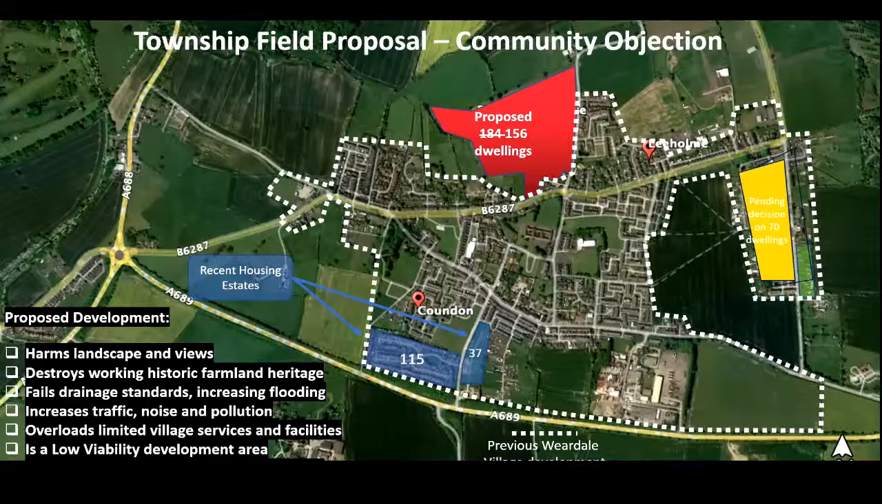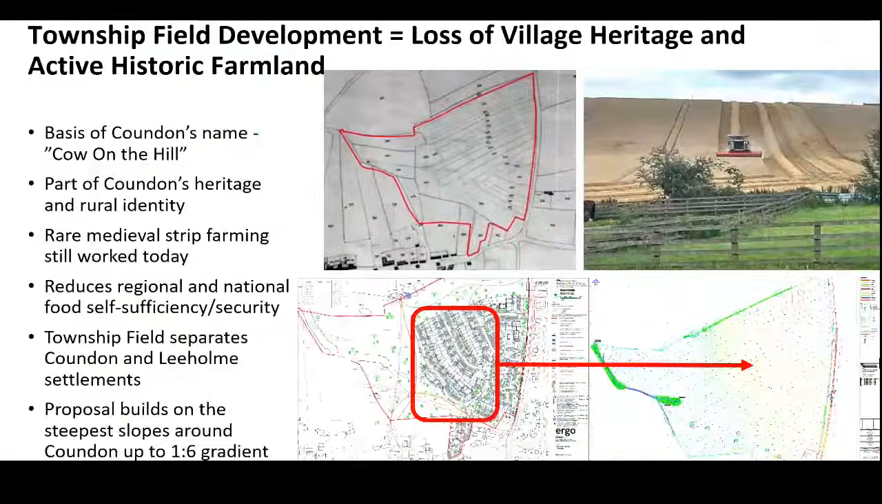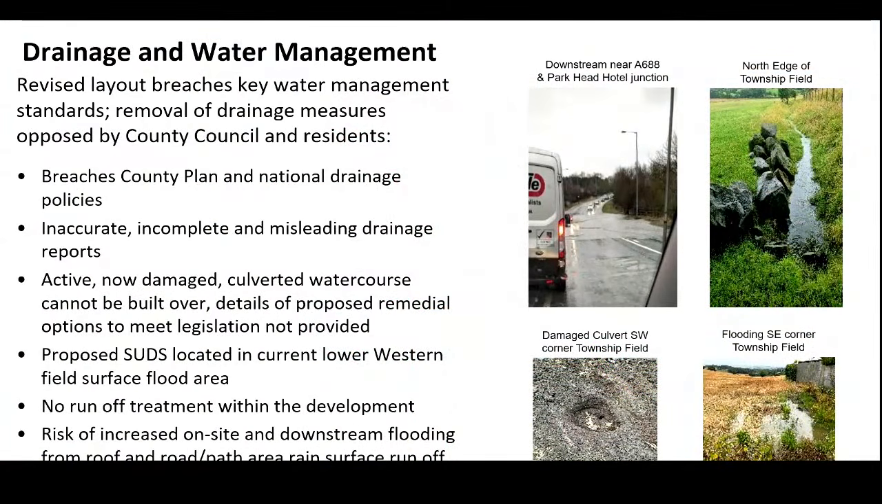The reports are incomplete, misleading and ignore the active, now damaged, culverted watercourse that simply can't be built over or disturbed without legally required detailed option designs which haven't been provided. The proposed SUDS is located on the current lower field surface flood areas, and development would risk increasing the many on-site flood areas and downstream flooding generated from the vast roof and road path areas from which rain would run off that the current field absorbs as a natural water management system.